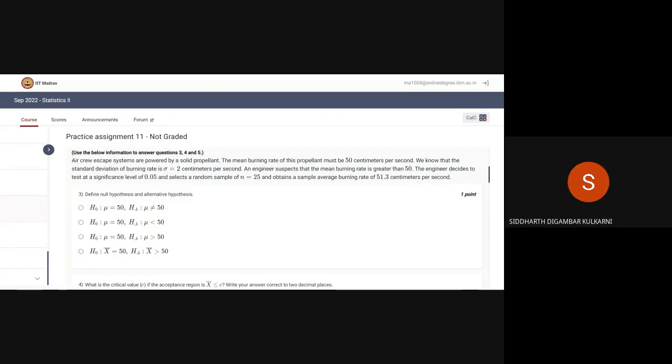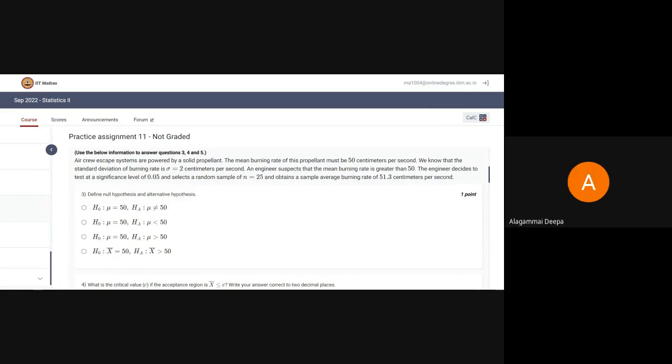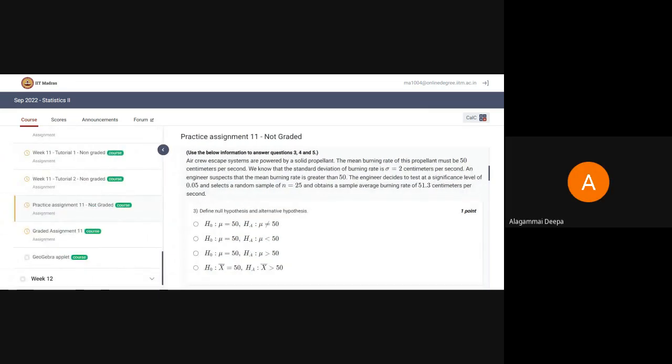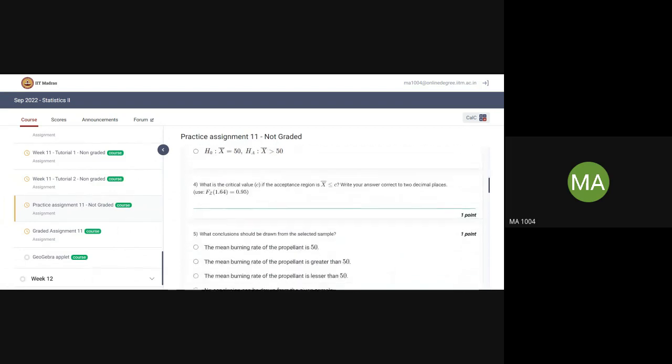So here the alternate is that it is greater than 50, ma'am. Greater than 50, right? Yes. And H0 is that it is 50. Here again, the engineer wanted to check that the mean burning rate is greater than 50. That's why we have put that into the alternative. So H0 is mu equal to 50 and HA is mu greater than 50. Yes.